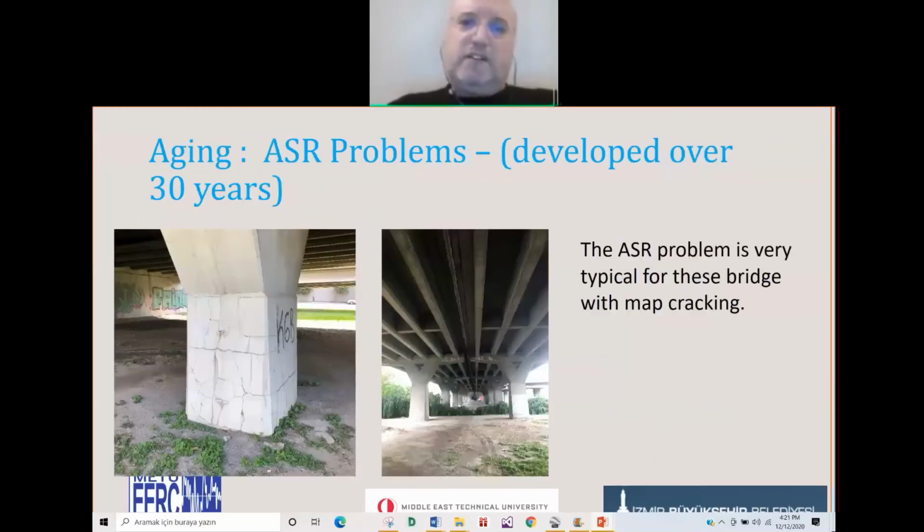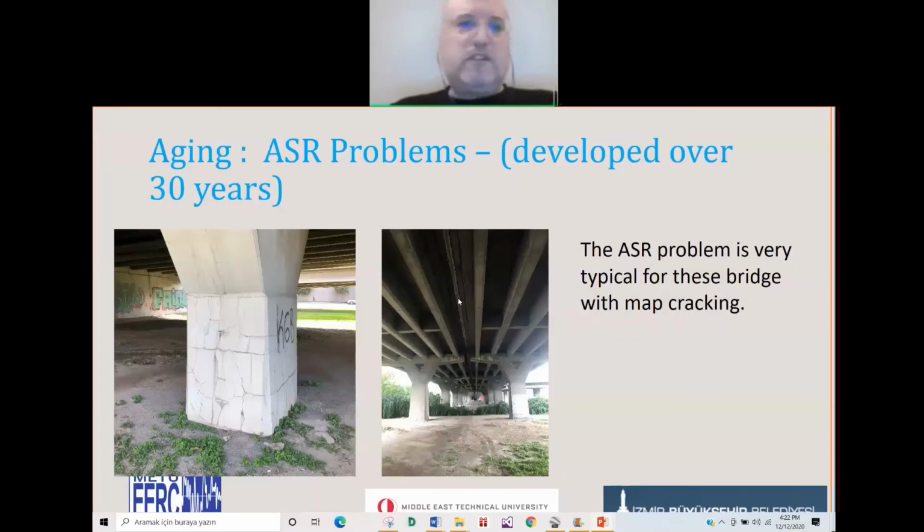And the basic problem for those bridges is the alkali-silica reaction. It develops over 20 or 30 years, and they have much of this map cracking, and we are always investigating this case. And this is the twin bridge where you saw the video with all this shaking. And when we looked at this joint, we didn't see much, anything like that.